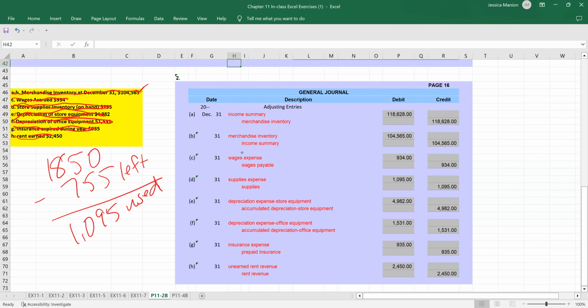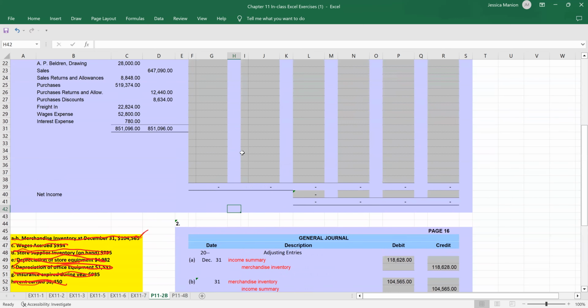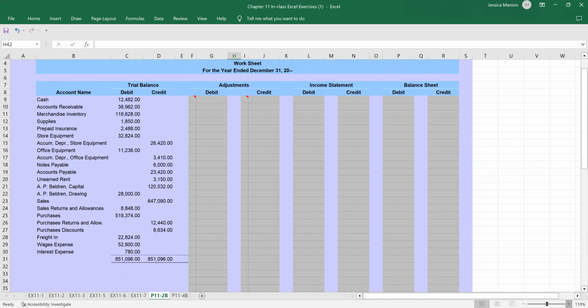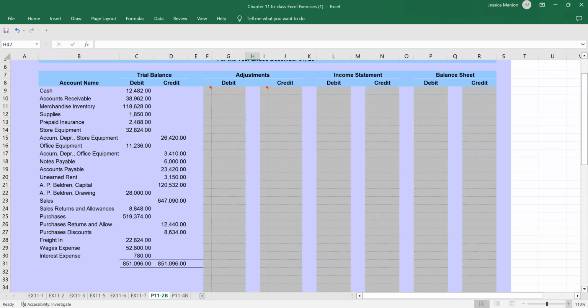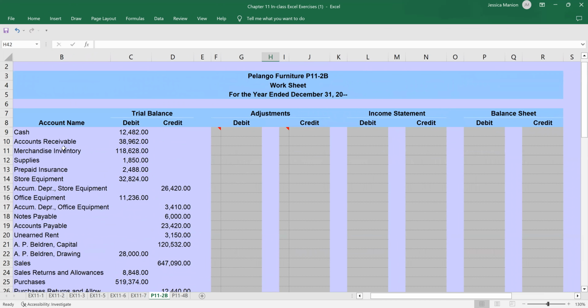We've done these together now several times, so hopefully looking good to you. Now we just need to go through and update the worksheet with the adjusting entries. So the first one, and I'm going to kind of zoom in on this a little so it's bigger for us. So the first one was to this inventory account.